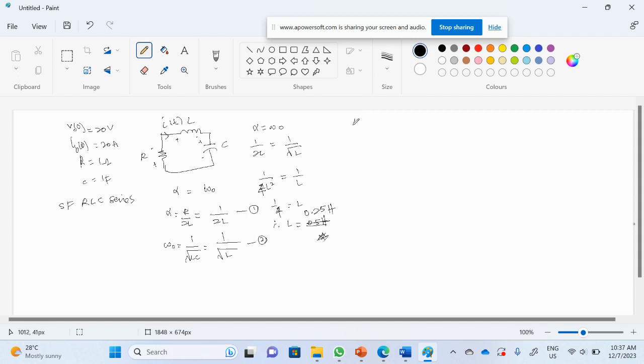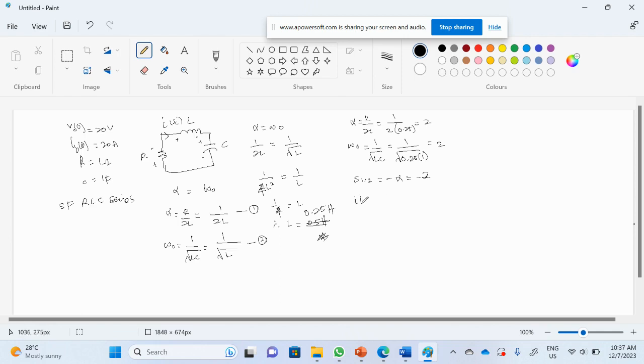Kita carilah alpha, R over 2L. 1 bagi 2, L apa? 0.25. Darab 2, 0.5. 1 bagi 0.5 dapat 2. Omega naught, 1 over square root LC. 1 over square root L 0.25, C 1. 1 bagi 0.5 pun 2. Okay. And what about S1 and 2? S1 and 2, for critically damped cases, it is negative alpha or negative 2 lah.